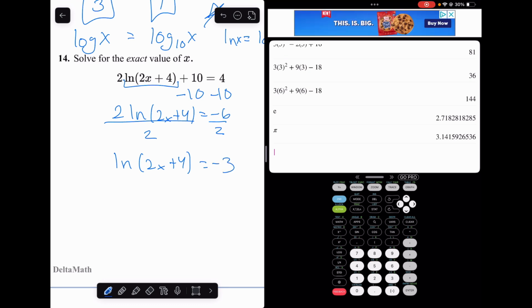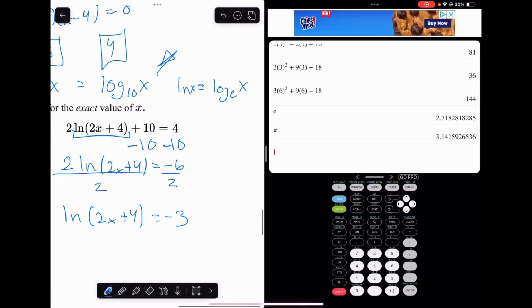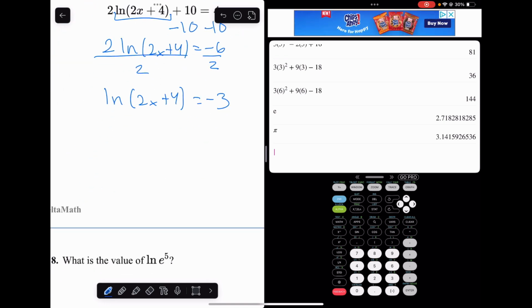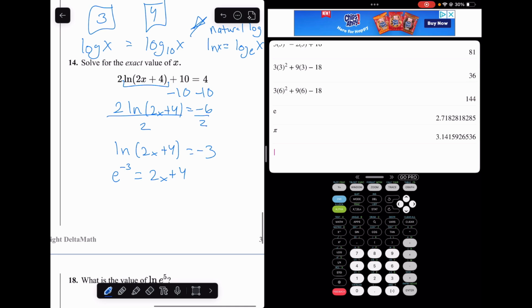Now at this point, our log, or our natural log here, that's what it's called, natural log. I guess I probably should have written that, natural log. At this point, the log's by itself, so we can write it as an exponent. So we could just say e to the power of negative 3 equals 2x plus 4. Now, we don't want to plug that into our calculator because that's kind of gross, and they want exact answers. So basically what you do is you just treat e like a variable, okay?